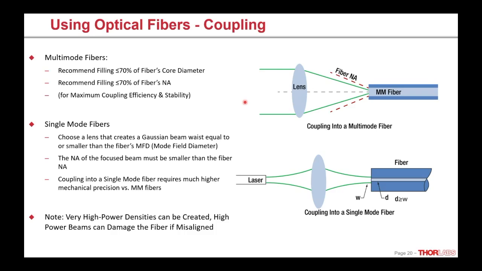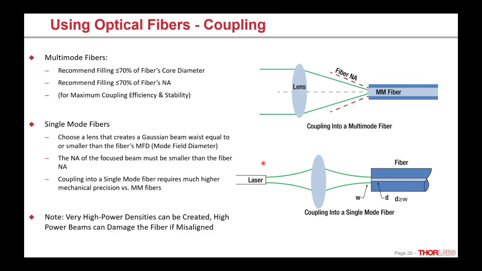In single mode fibers, like I mentioned, it's kind of the same idea, but we say it a different way. We want to choose a lens that creates a Gaussian beam waist that is equal to or smaller than the fiber's mode field diameter. Of course, like I said before, the mode field diameter is a little bit bigger than the fiber core, but that is where the light's going to be guided in the fiber. And then we simply want the NA of the focused beam to be smaller than the fiber NA.